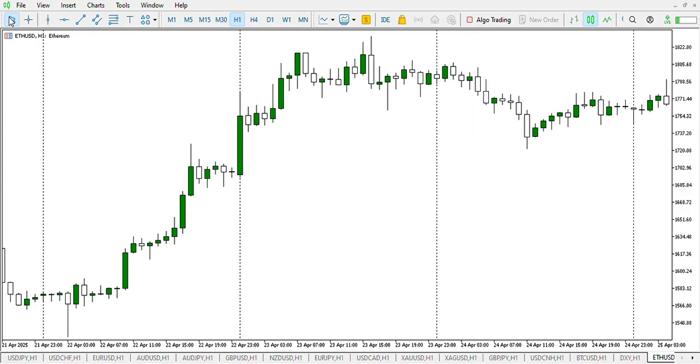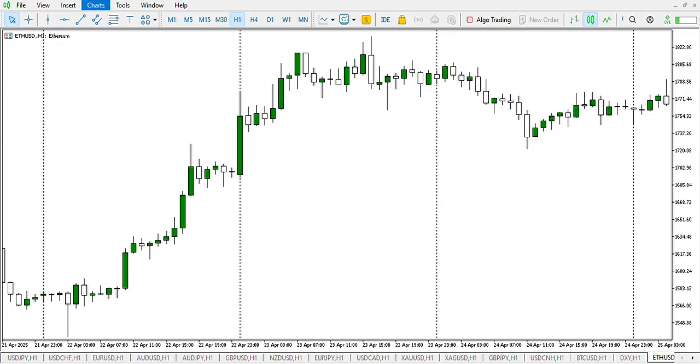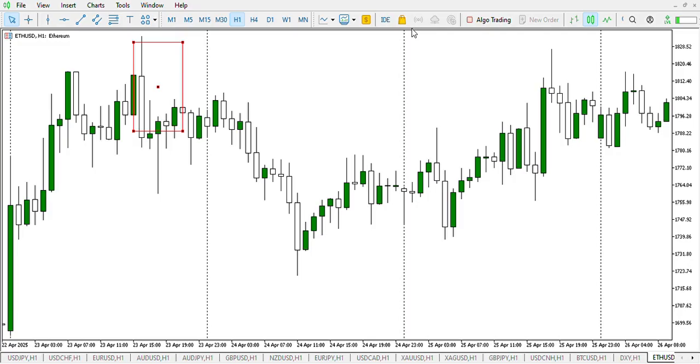So you can see this, at what time did this appear? At a good time, at exactly 4. And you can see how price drops afterwards. You can see how price dropped.